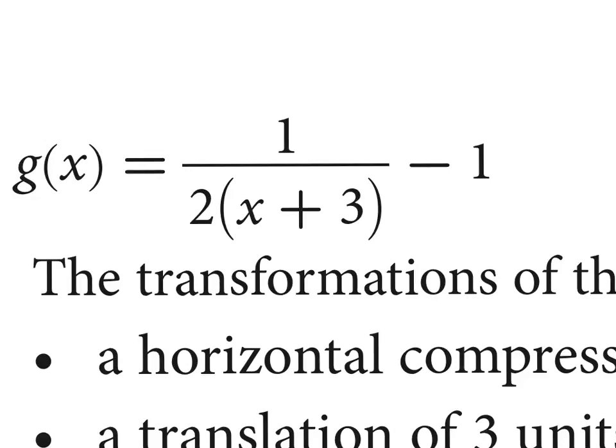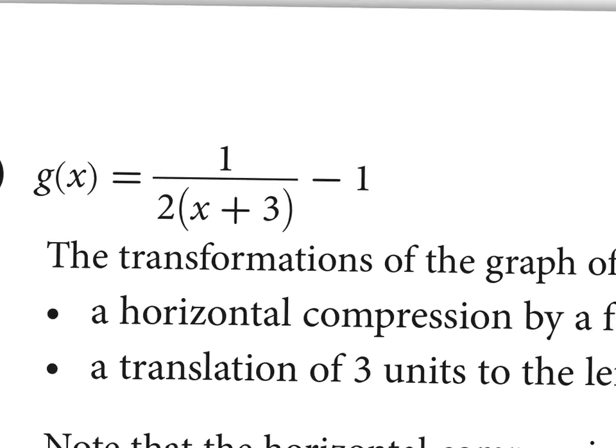All right, so we're on page 275, and I have the function 1 over 2 times x plus 3, minus 1. So let's start with the minus 1. What's that going to do to the graph? It's going to move it down 1 unit. Why does that minus 1 move it down? It's outside. It's where D is in this case. All right, what about the plus 3 in the denominator? What is that going to do? Left 3.